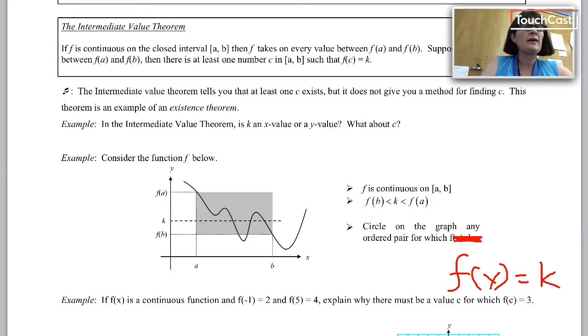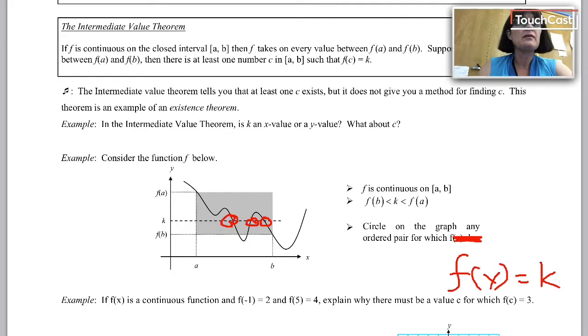So just notice on your notes paper I put a similar picture. I asked you to circle on the graph any ordered pair for which I don't really love what I wrote there. I think it's more clear if I had written f of x equals k. So could you change whatever I had there to f of x equals k? And then just notice, does my curve f of x cross or touch y equals k? In this graph, it happens to do it 1, 2, 3 times. That's not because 3 is special, it's just to get you used to this idea of, does my function ever cross that horizontal line? Those are the kinds of places we're looking for.